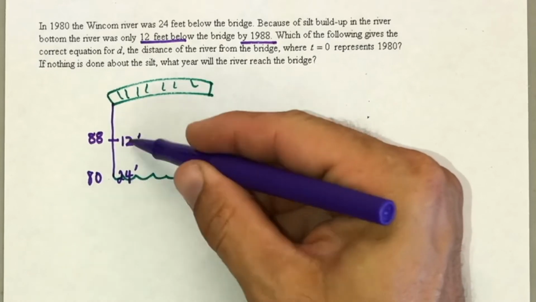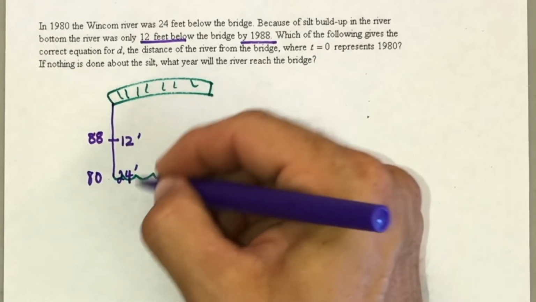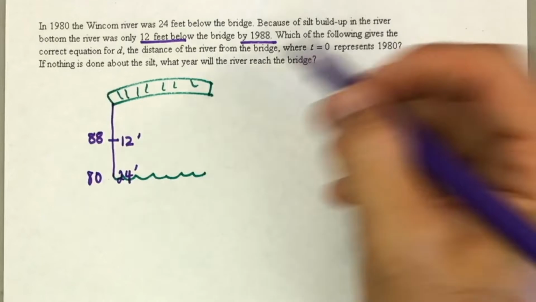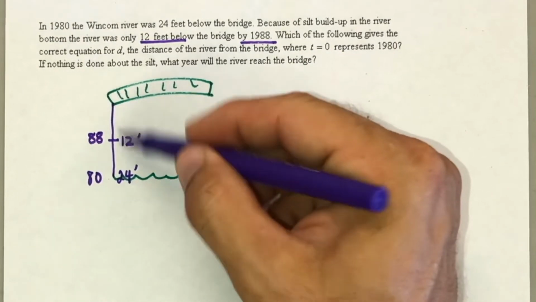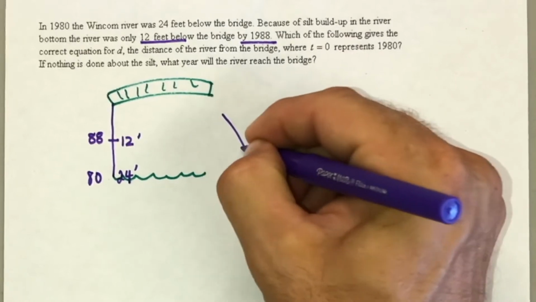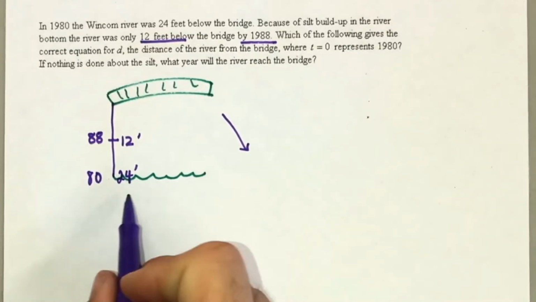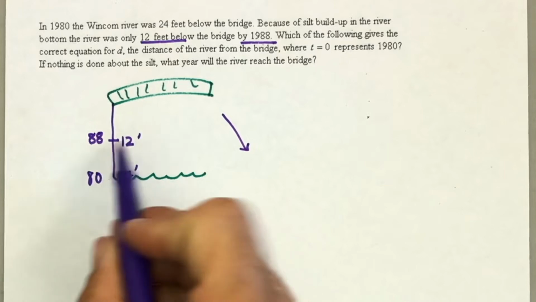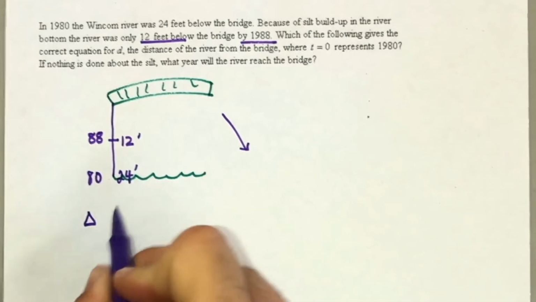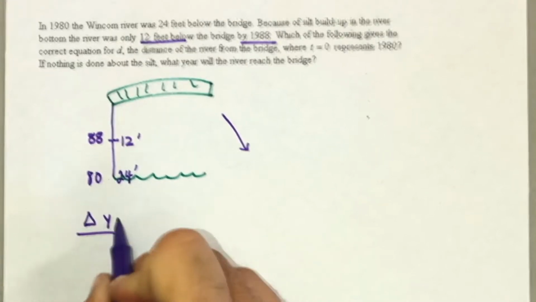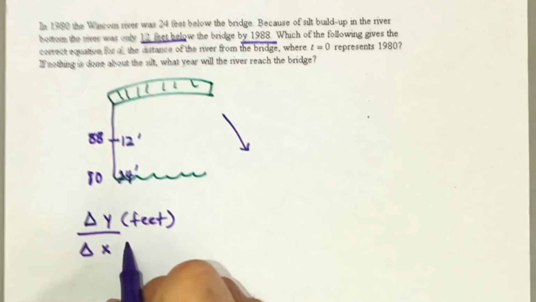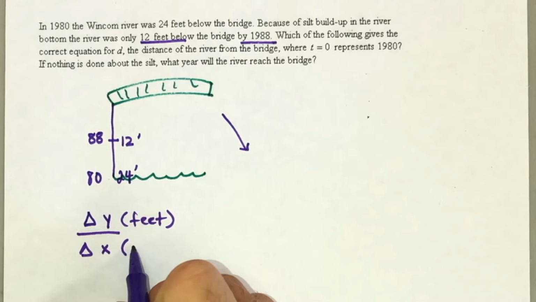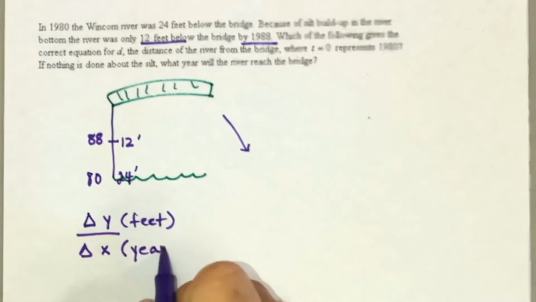So notice the feet are going down. So we might have a negative slope here because the amount of feet close to the bridge is decreasing. And what I like to do is kind of see, what is the change? What is the change in feet, or the change in y, feet, over the change in x, let's say year or time, so we'll say years.